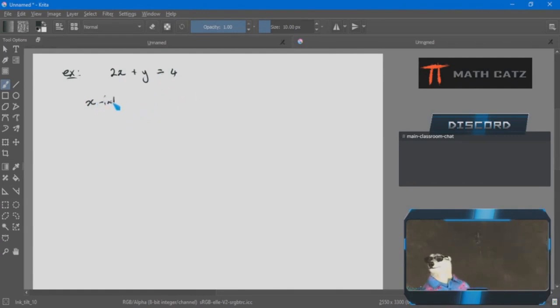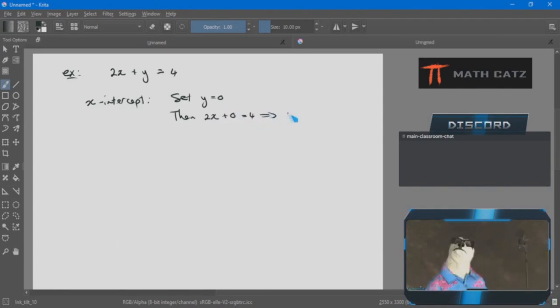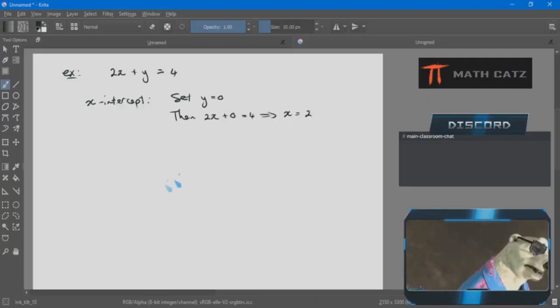X-intercept. I'm going to set y equal to 0. And then I get 2x plus 0 equal to 4. So x is equal to 2. I'm going to leave a little space and start my graph because I have information I want to put in on my graph.